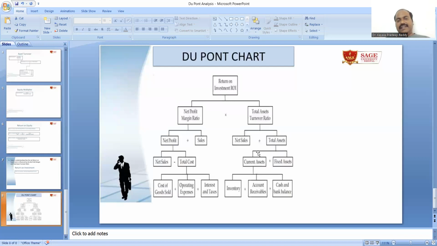Net profit is net sales minus total cost. Total cost is cost of goods sold plus operating expenses plus interest and taxes on the one hand. On the other hand, total assets turnover ratio is equal to net sales divided by total assets, and total assets is current assets plus fixed assets. Current assets are the inventory plus accounts receivable and cash and bank balance. So this is all together called DuPont analysis.